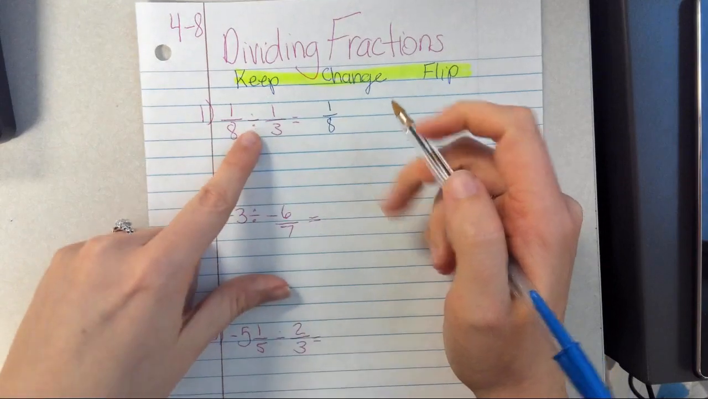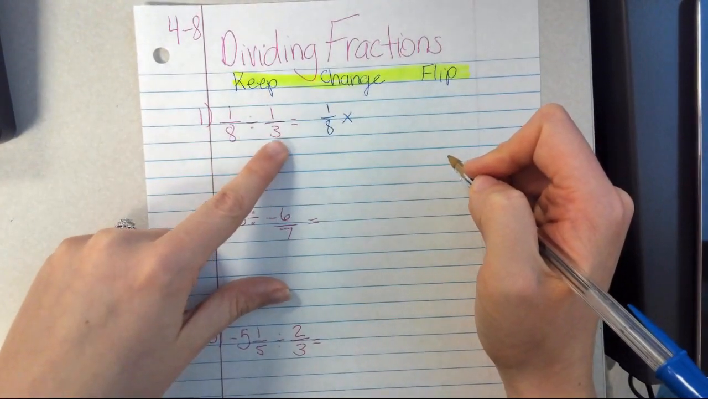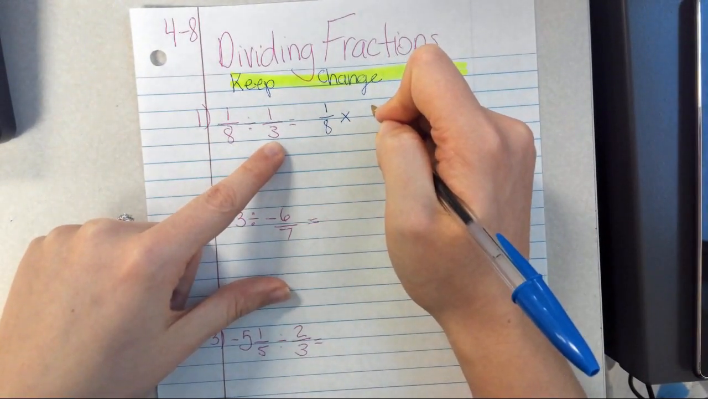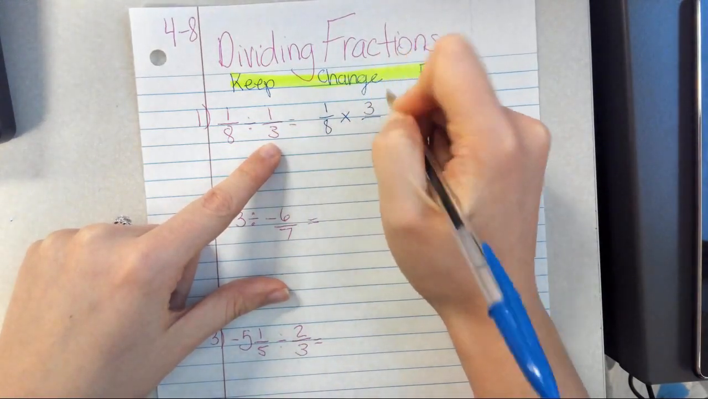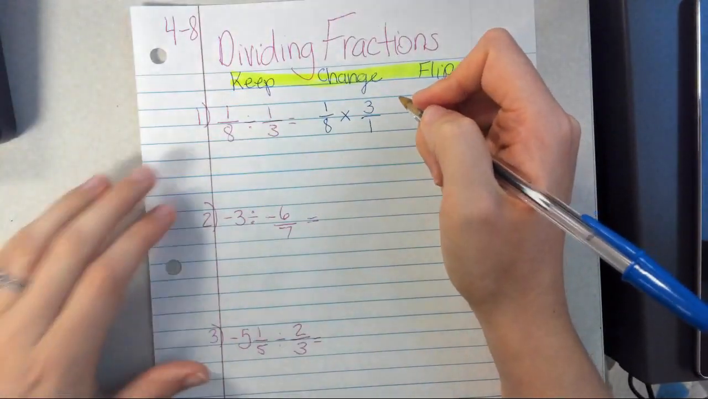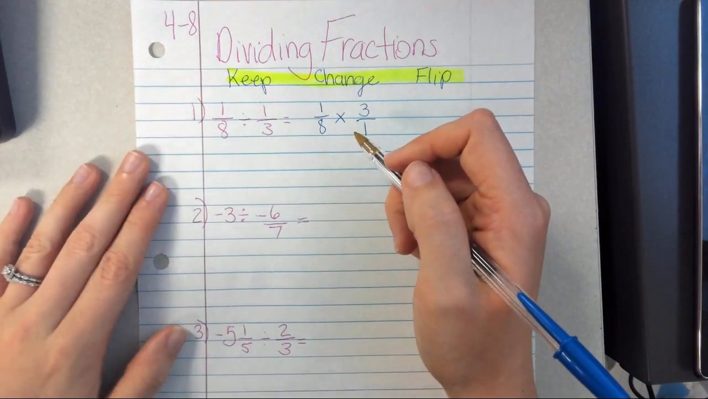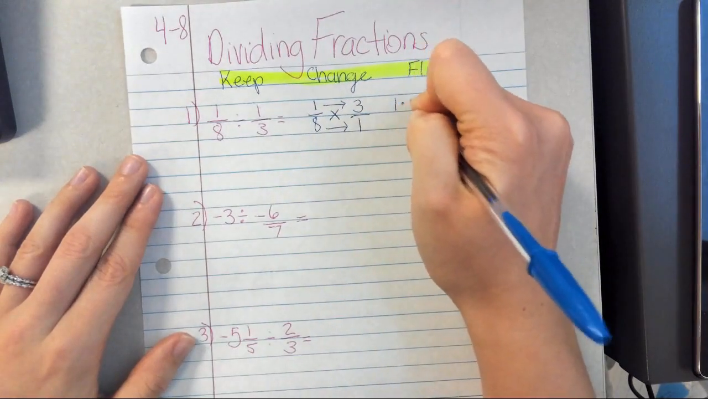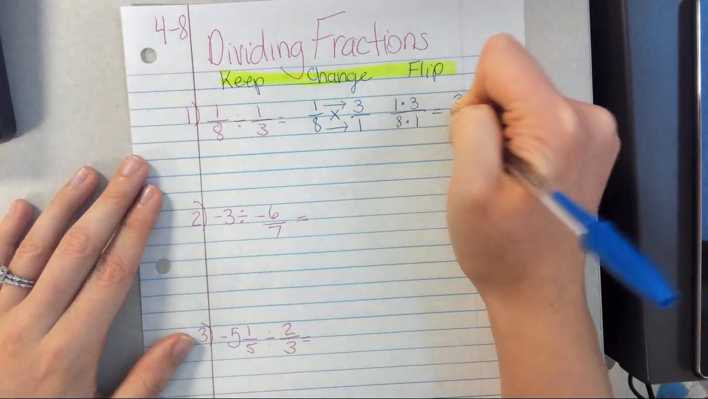So keep it, change it, we're going to change it, you always change it to multiplication, and the last one is flip. So what that means is you take the reciprocal, and reciprocal is where you have the denominator then goes to the numerator, and the numerator then goes to the denominator, so you flip it. And then we work with multiplying fractions. Multiplying fractions, remember, you just multiply straight across. So it's 1 times 3 over 8 times 1, which is 3 over 8.